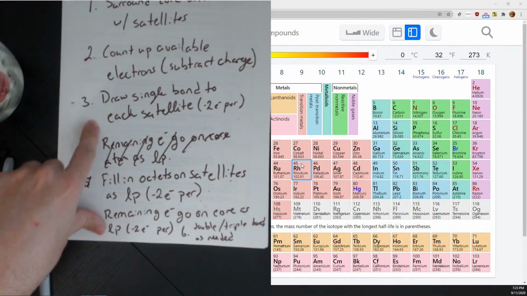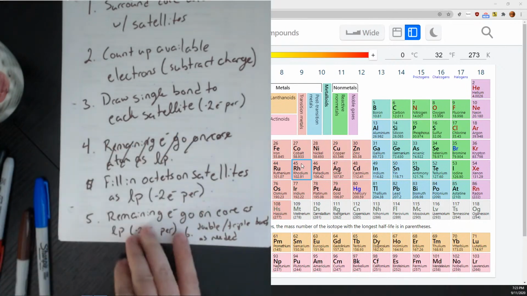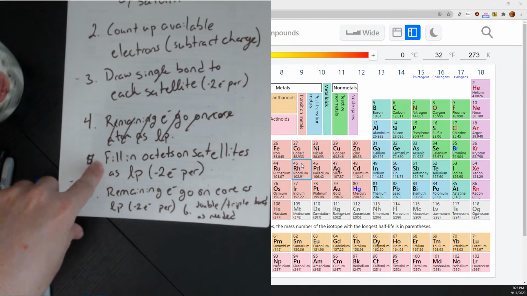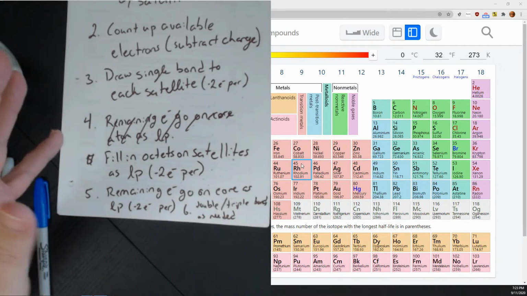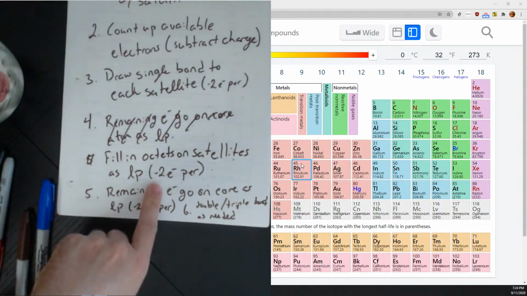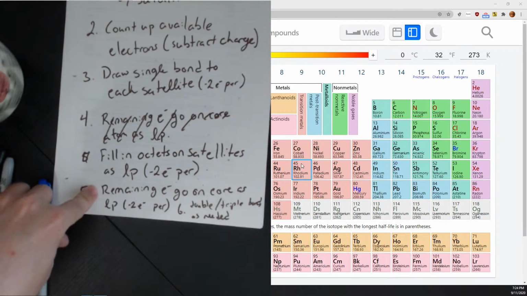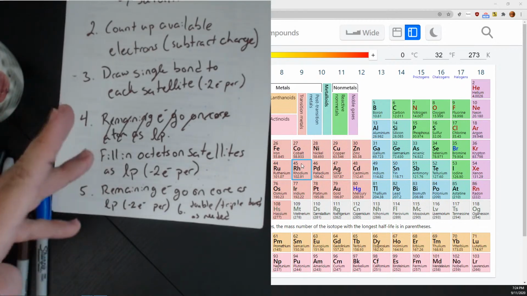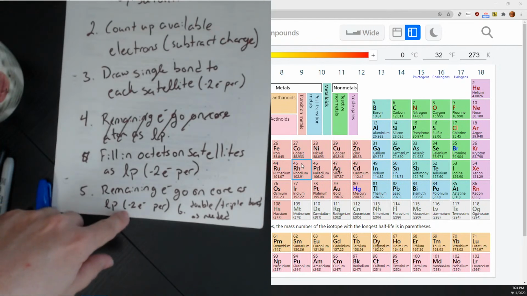Then you draw a single bond from the core to each satellite, and each bond is going to use 2 electrons. Then you fill in the octet on each of your satellites by adding electrons as lone pairs. A lone pair is just a pair of electrons that's not involved in bonding. Hence, they're also often called non-bonding pairs. Again, you take off 2 electrons per lone pair. Any electrons that remain, you throw on the core atom as more lone pairs, and again you subtract 2 electrons per lone pair.